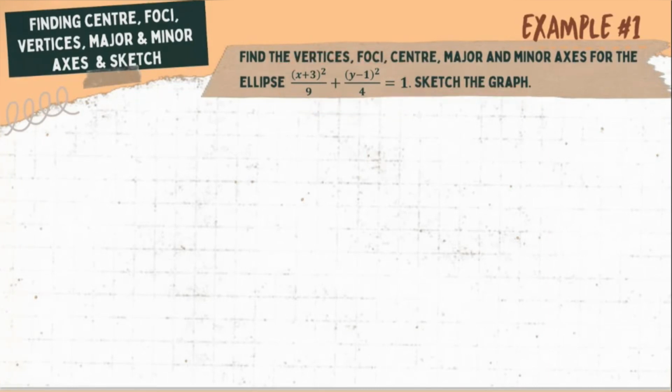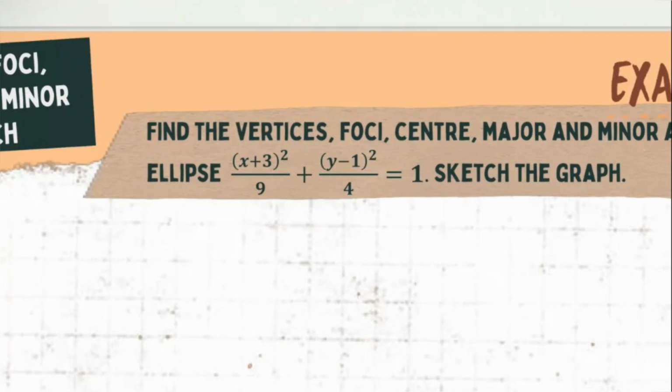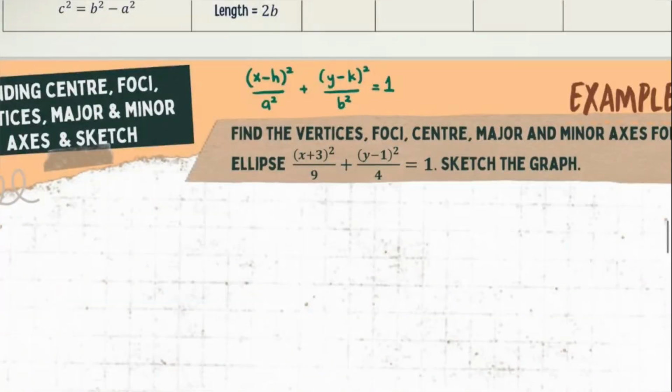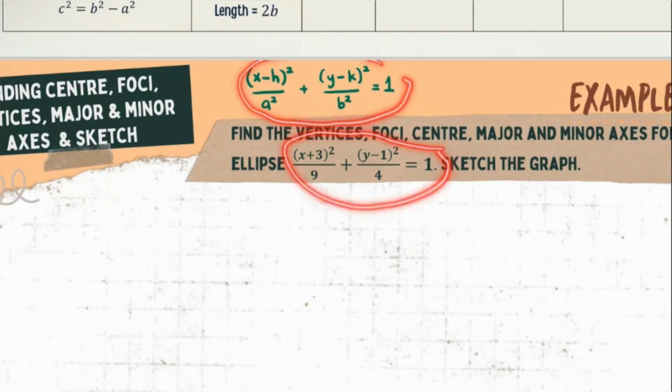So apa yang saya akan buat adalah comparekan dengan our standard equation. Okay, standard equation kita, saya tulis kat atas ni. Our standard equation adalah (x minus h) squared over a squared plus (y minus k) squared over b squared equals to 1. So ini adalah kita punya standard form equation. Okay. Now by comparing this equation yang hijau ini dengan equation yang diberi dekat soalan.